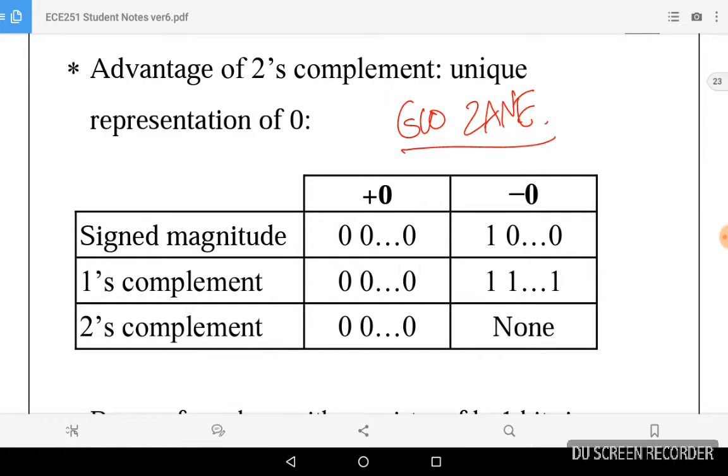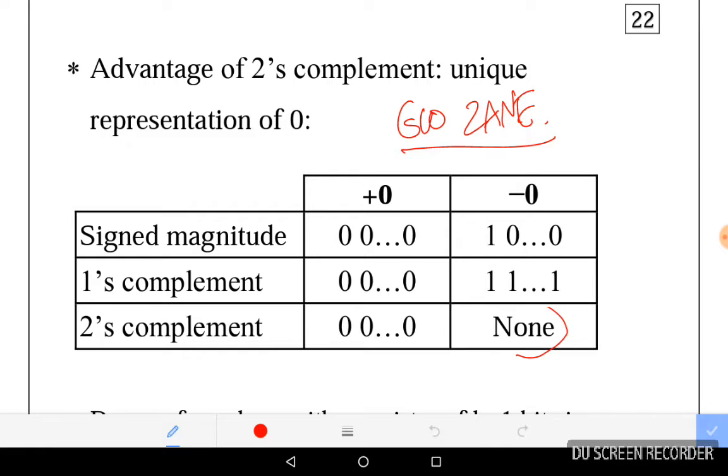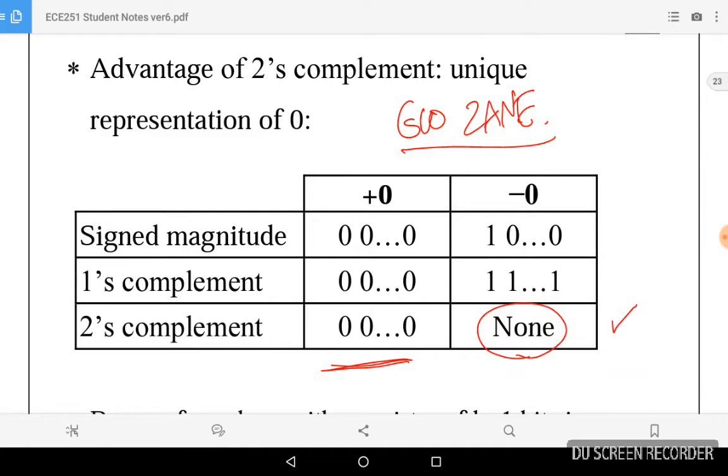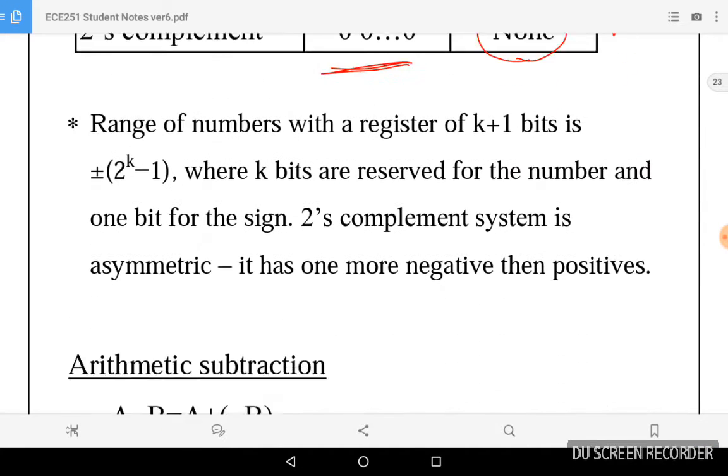I just wanted to talk about 2's complement just to clarify some things for myself and maybe for you. So the cool thing about 2's complement is that there is no negative zero. Zero is always zero. And that's important because it allows us to basically add numbers all the time.